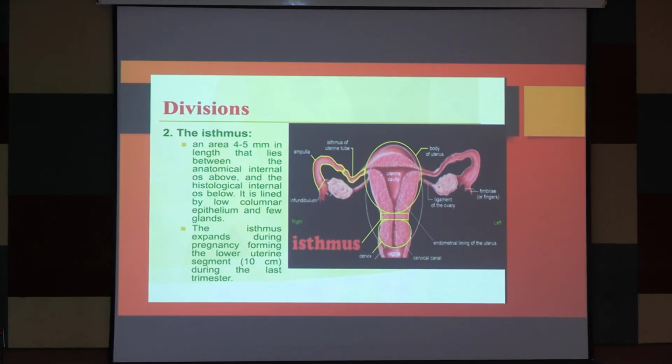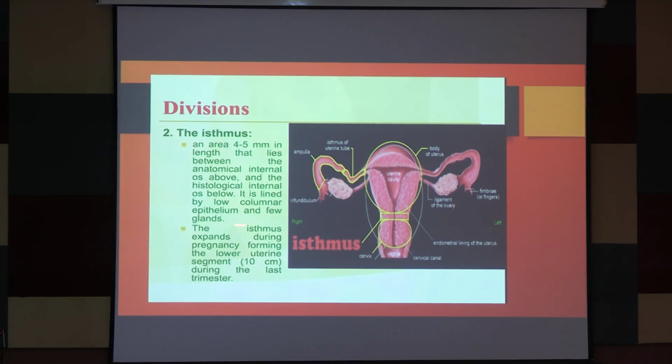Then coming here, you see the isthmus and everything is shown here, and the ligament of the ovary. So this is the ligament of the ovary, and you see how the fallopian tube is related with the fimbria, which is related to the ovary, so that during ovulation the ovum can be easily picked up and transported through the fallopian tube up to the uterus. So that is the isthmus, and here 4 to 5 millimeter, that means 0.5 centimeter, is the isthmus.